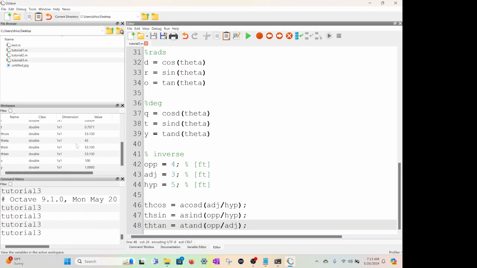Cosine, theta, and sine, and tangent. So again, these are a 3, 4, 5 triangle. You want to find the inner angles. Or if you're doing trig, and say you're doing Newton's second law, looking at forces, these would be the angles that you could find.